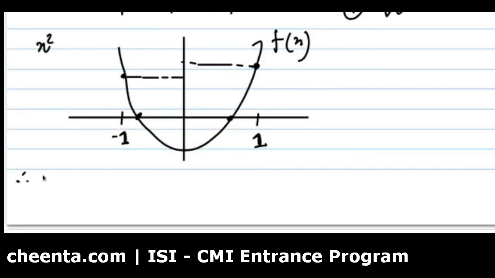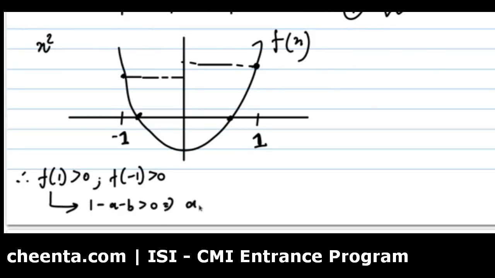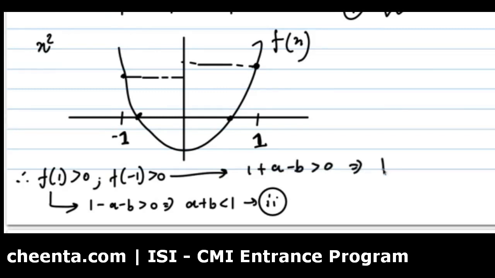So therefore, f(1) greater than 0, f(-1) greater than 0. This tells us that 1 minus a minus b greater than 0 implies a plus b less than 1. So 2 is done. And this tells us 1 plus a minus b greater than 0 implies b minus a less than 1. 3 is done.